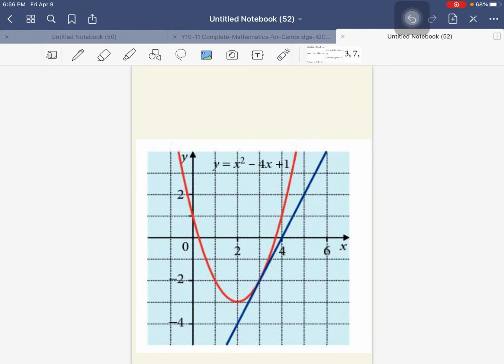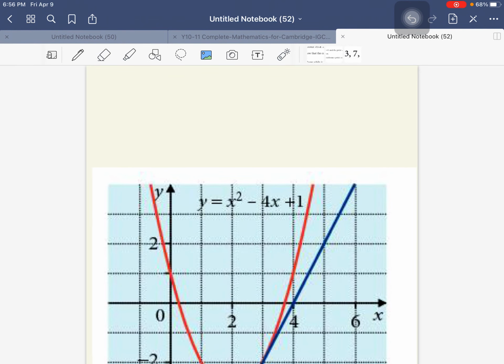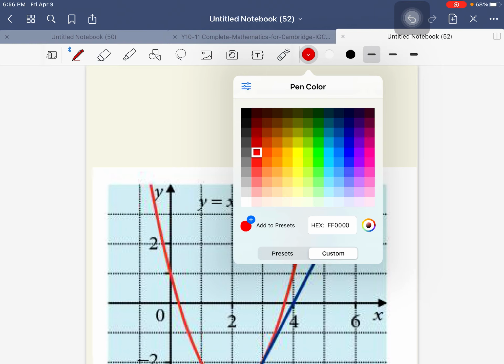Hi students, in this video we're going to learn about derivative at IGCSE level. First of all, we need to understand the definition of derivative. What is derivative?